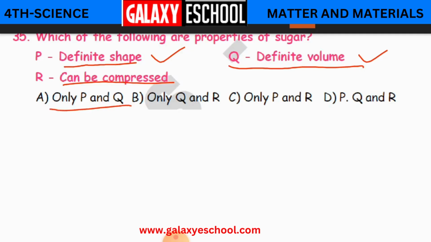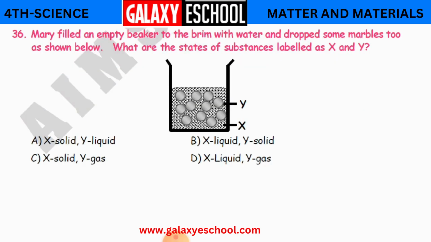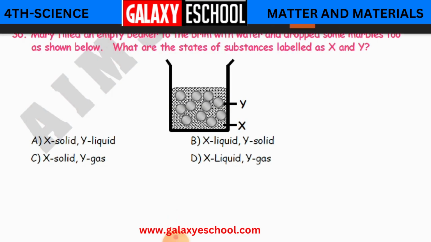So we are talking about sugar, as we use it in our kitchen and all that. That sugar we are talking about. So it has got a definite shape and it has got a definite volume. Clear? Okay, children. Now, the question, children. Mary filled an empty beaker to the brim with water and dropped some marbles too, as shown below.